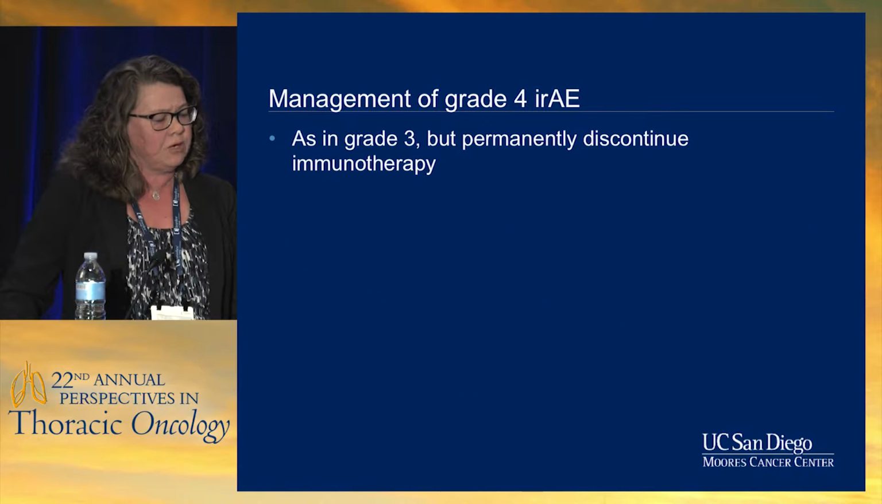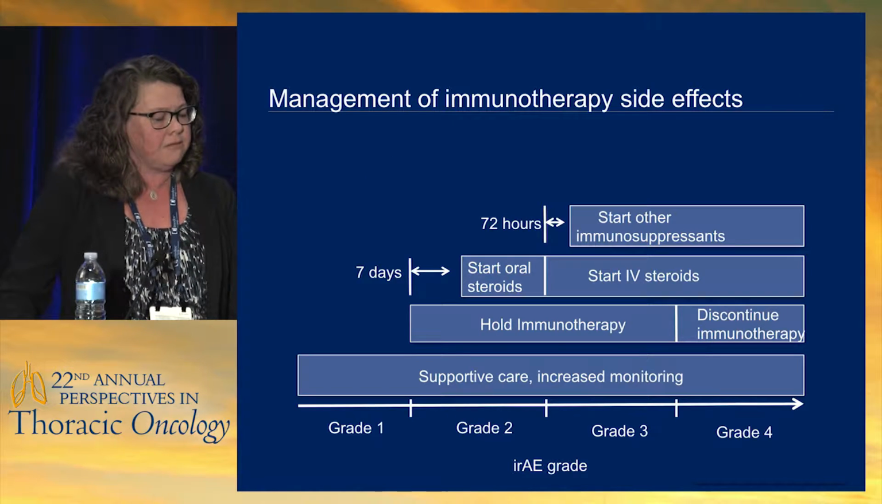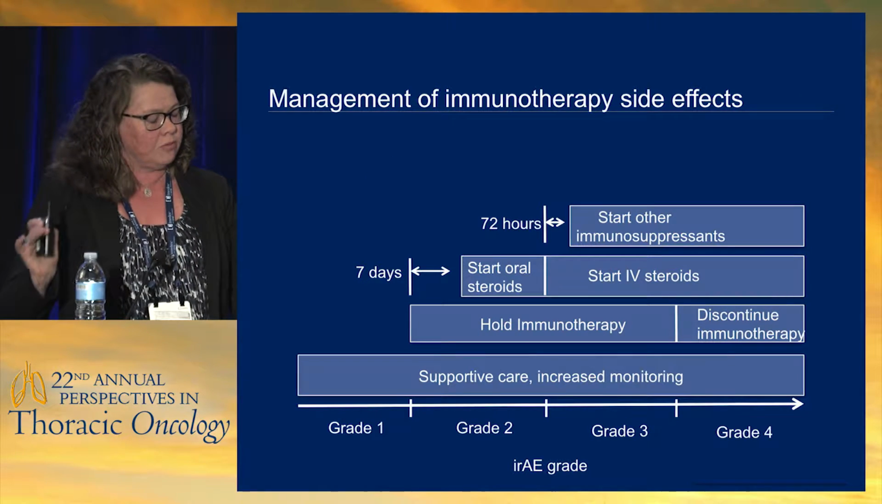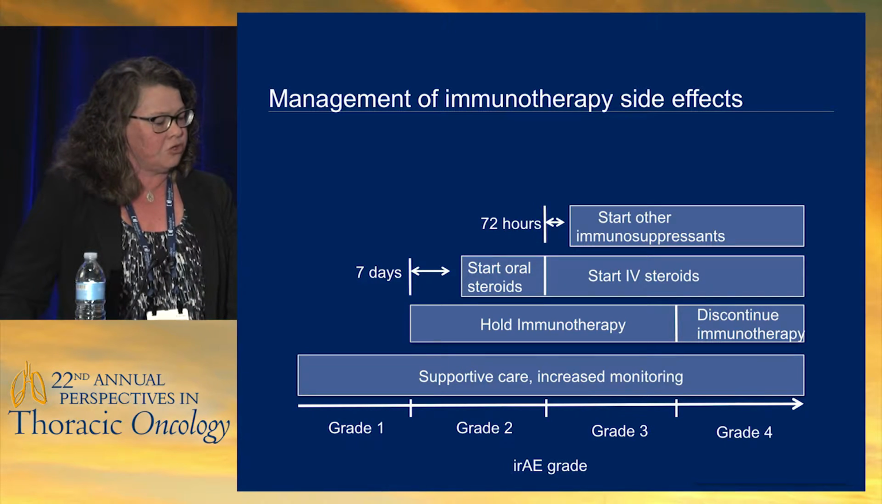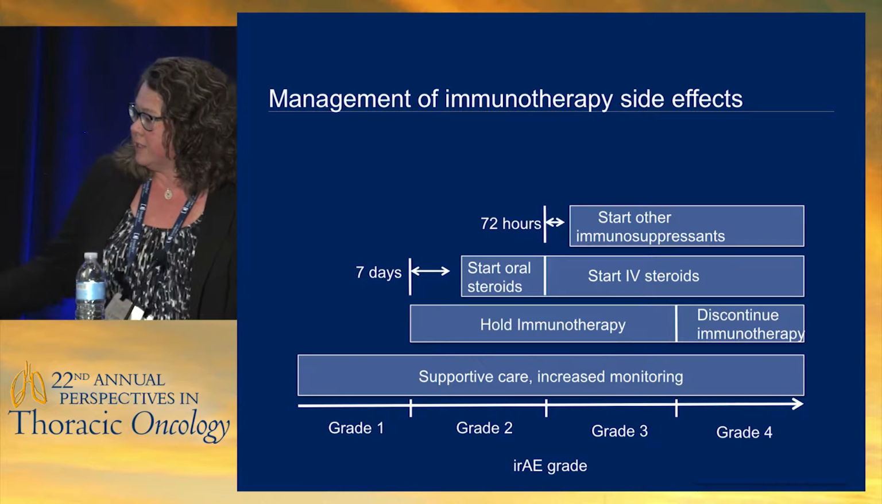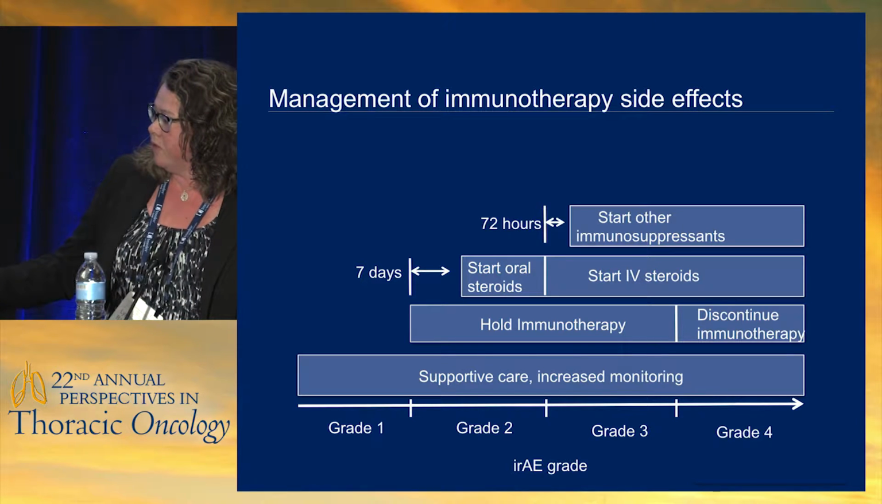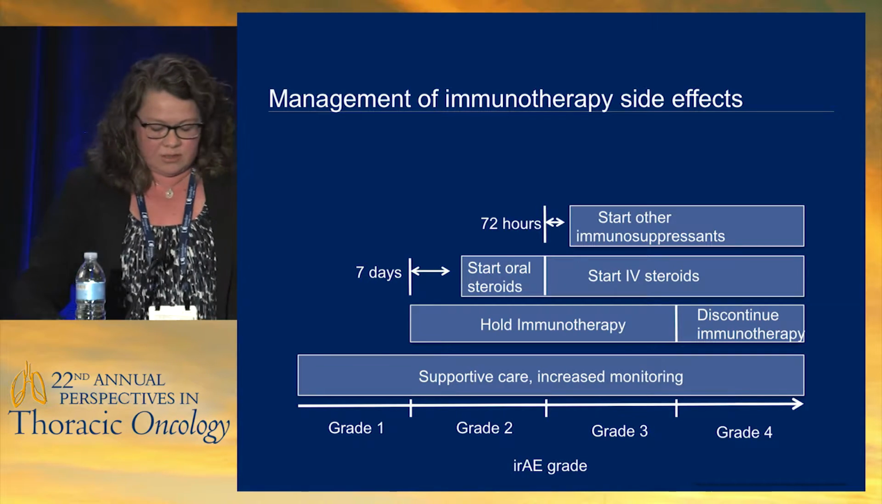So for the grade 4, it's as in grade 1, but permanently discontinue immunotherapy. This is kind of a graphic way of, I'm a visual person, I like to look at pictures. So this is a graphic way for you to remember what I just told you. So basically, if it's a grade 1, you move up, so supportive care. If it's a grade 2, start supportive care, hold immunotherapy, wait 7 days, start steroids. If it's a grade 3, supportive care, hold immunotherapy, start steroids, wait 72 hours, start other immunosuppression. And then if it's grade 4, you just put the whole kitchen sink in there.